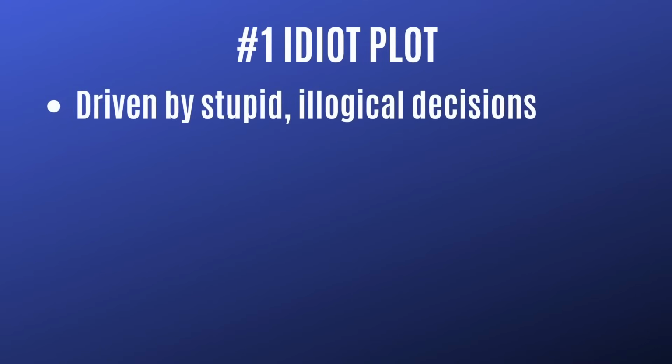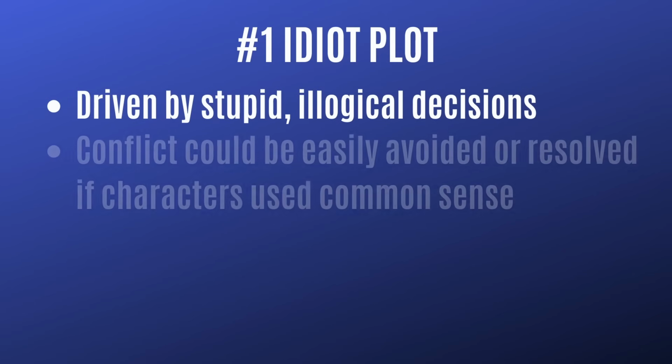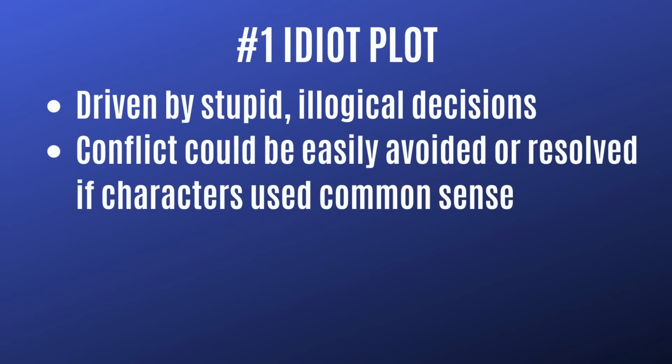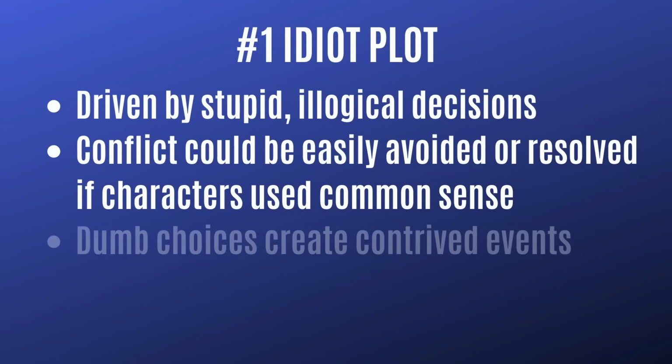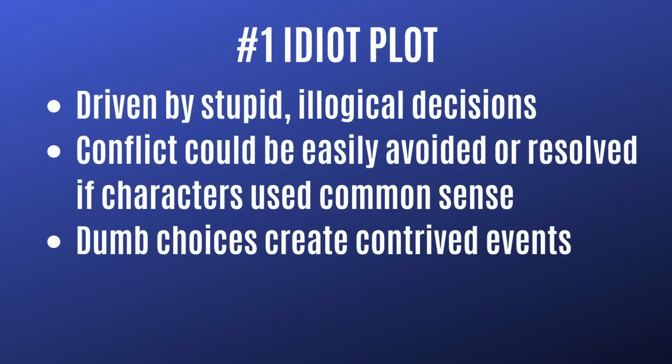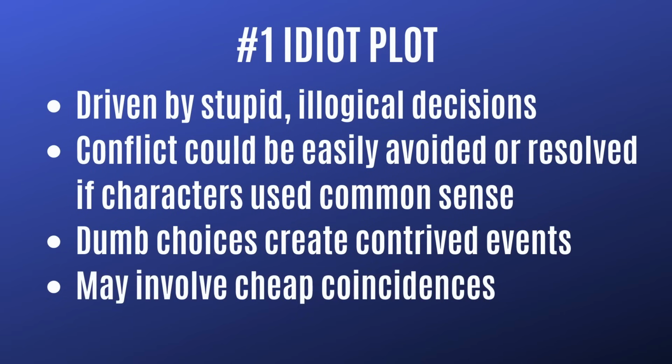The first type of bad plot is the idiot plot. This is a plot that's driven by characters who make stupid, illogical decisions. Conflict could easily be avoided or resolved altogether if characters used common sense or acted according to their established intelligence. Instead, idiotic choices create contrived events, and this type of plot may involve several coincidences.